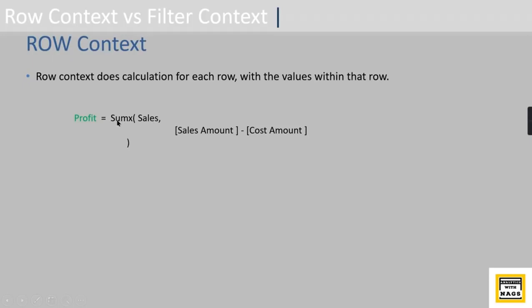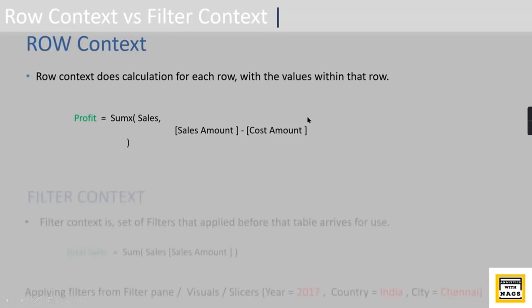An example is over here, like sum x of sales amount minus cost amount. What it does is, for each row it will do this calculation, right? The sales amount is one column, cost amount is another column. For each row it will do this calculation and give you the result. This is what a row context is, as simple as that.